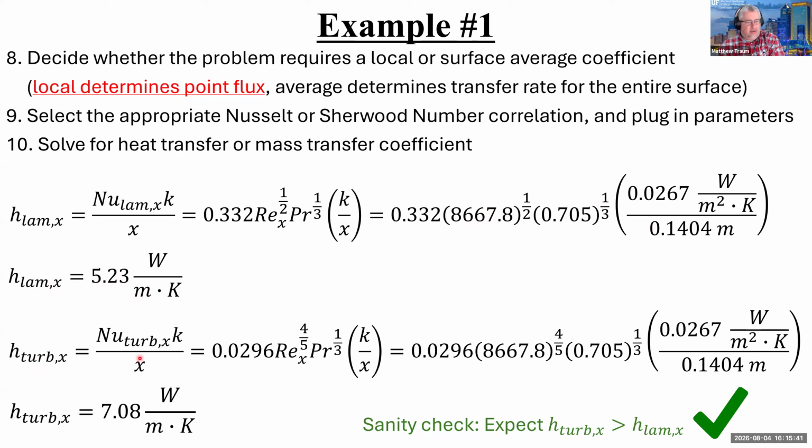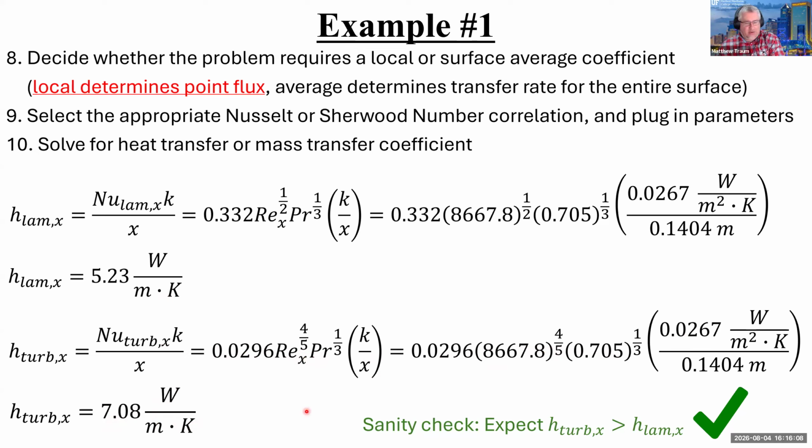And then here I am doing the same thing for turbulent, right? So here's our turbulent boundary layer, or turbulent Nusselt number correlation. Here I am solving. Here's that Reynolds number again, same Reynolds number because it's the same spot, right? Solving, and out pops 7.04 watts per meter squared Kelvin. Pretty sure it's meter squared. Okay, cool. So I've got my numbers.